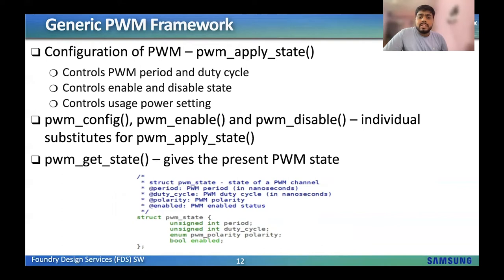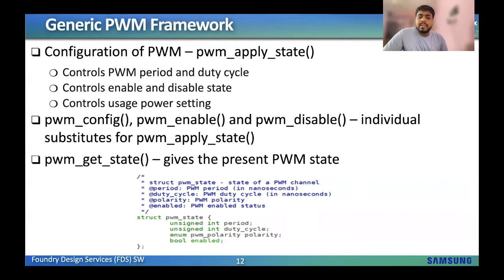Again, this pwm_apply_state is a combination of three individual APIs called pwm_config, pwm_enable, and pwm_disable. pwm_config is related to the configuration of period and duty cycle, or the control of the usage power setting. pwm_enable is for control of the enabled state, and pwm_disable is to control the disabled state. We can use these as individual APIs, but if we are using them in the same flow as pwm_config, pwm_enable, and then pwm_disable, it's better to use pwm_apply_state because it gives us an atomic context while using the PWM device. Also, when we want to get the current applied state, we can get it via pwm_get_state.